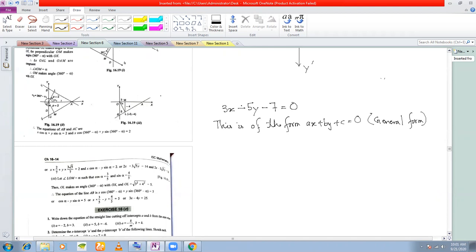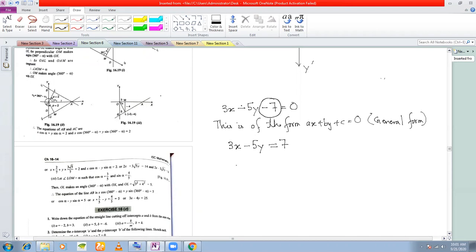So what I do here is, first of all, you see this c here, the value of c is minus 7. So what I do here is I make that positive first. How do I make that positive? I take 7 to the other side and make it positive. If I write it in this way, now minus 7 becomes plus 7.